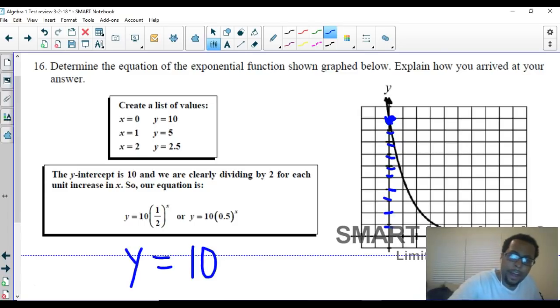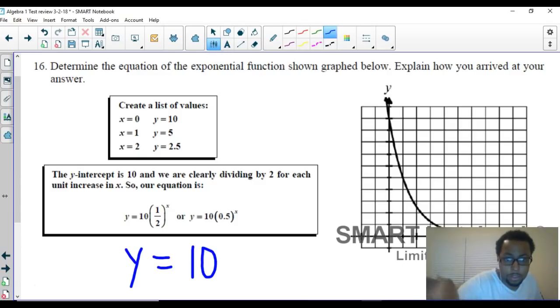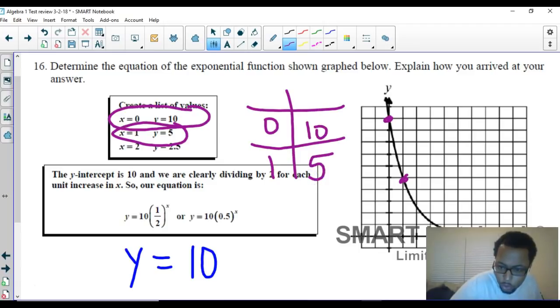Now, how do I find my growth, or in this case, it's not a growth rate because it's going down, my decay? I'm going to plot some points. So now I know my first point was 0, 10. I'm going to go to 1. My next point is going to be 1, 5. So if I create a chart, I have 0, 10. I have 1, 5. And then if I go to 2, it's like in the middle. So let's say 2.5.